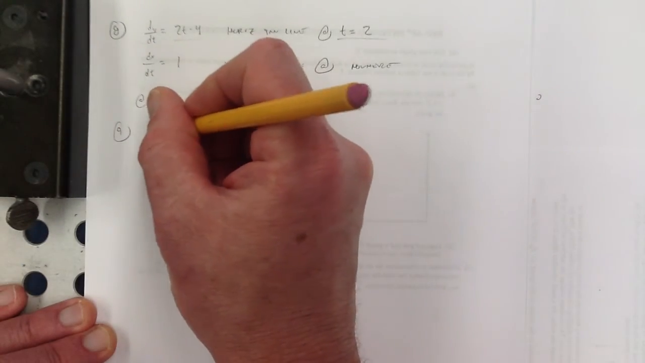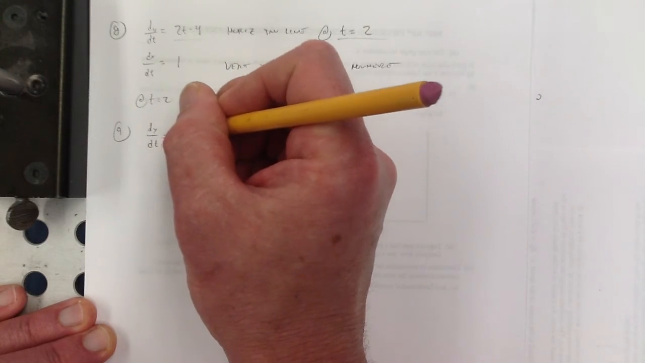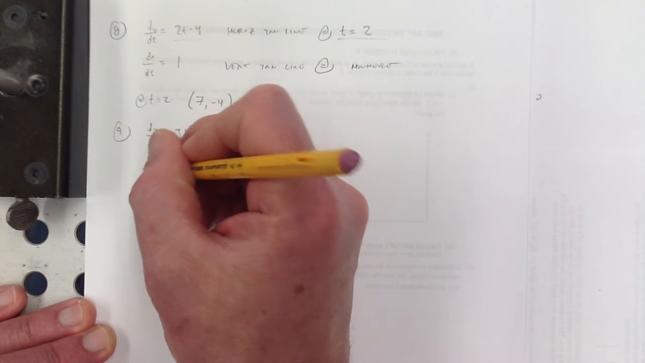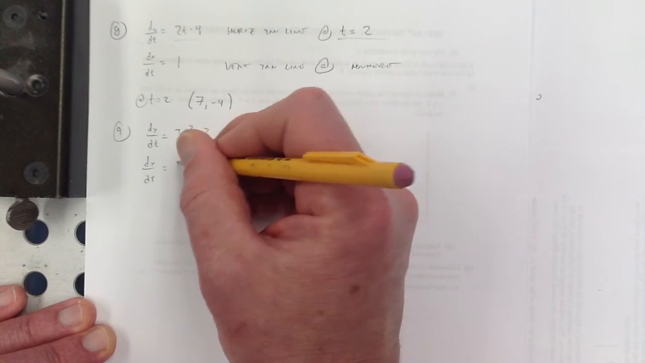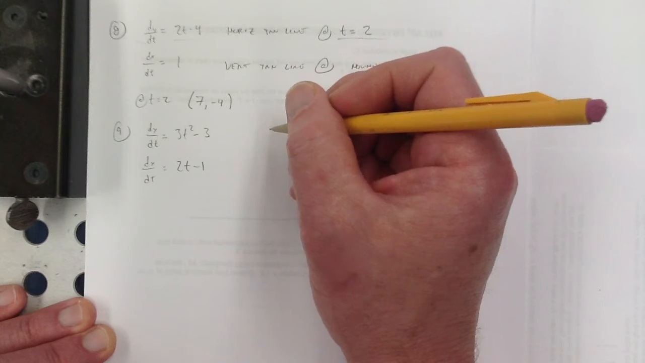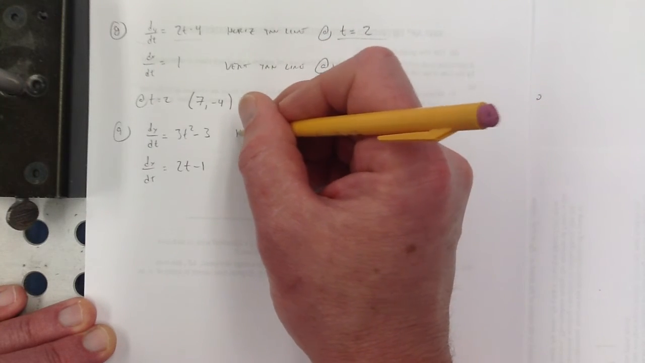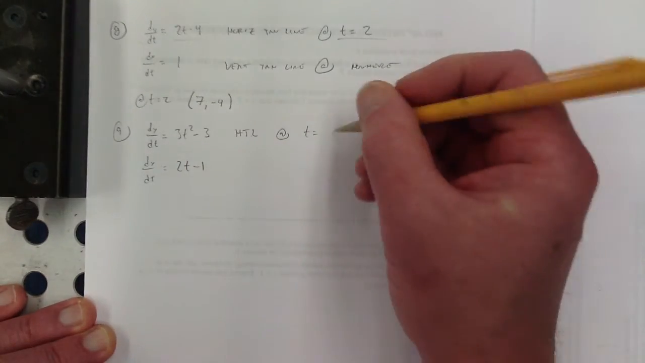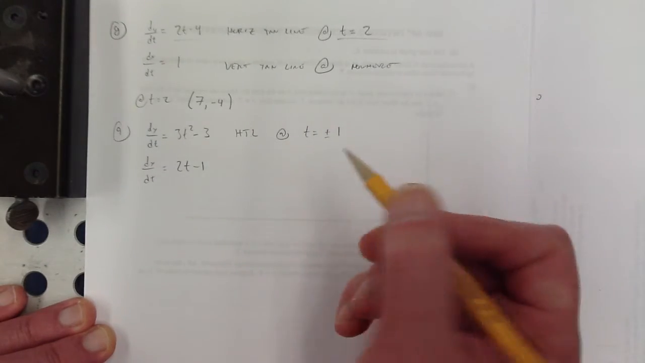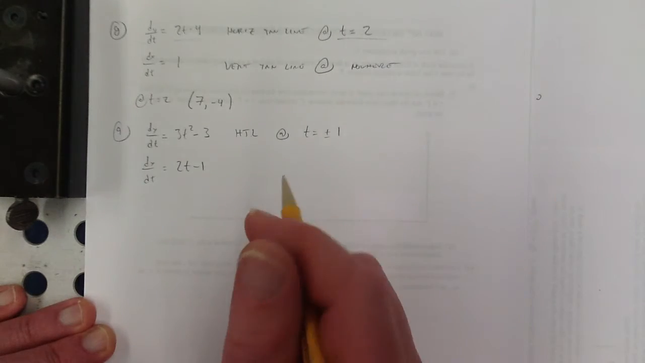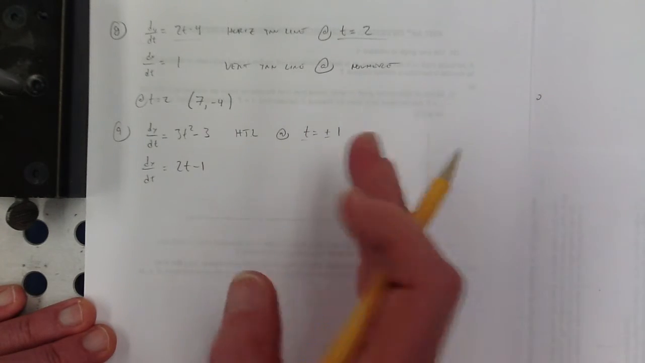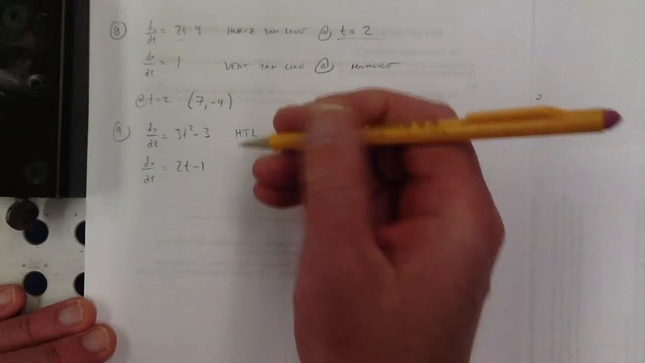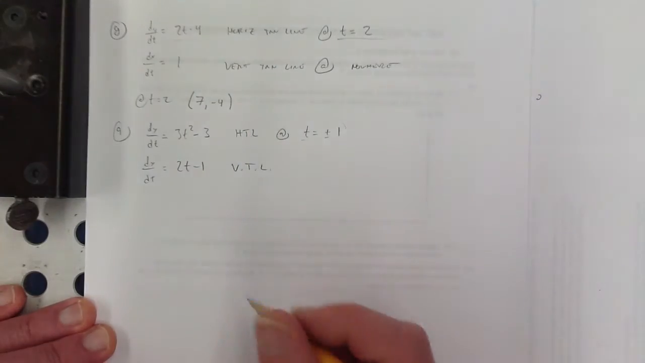Let's do that again, because it was so fun. dy/dt is 3t squared minus 3, and dx/dt is 2t minus 1. So horizontal tangent lines at t is equal to plus or minus 1. Now you might be like, wait, negative time? What's up with that? Nobody told us here that the t parameter actually stands for time and that it's only times greater than or equal to 0. So we have to allow for all possible t values, and that's going to be at 1/2.